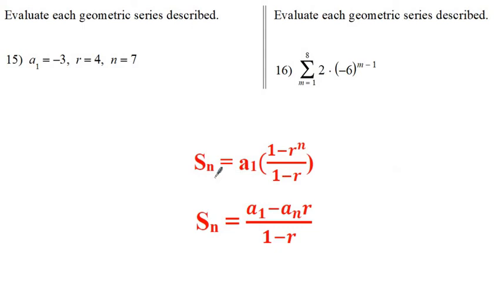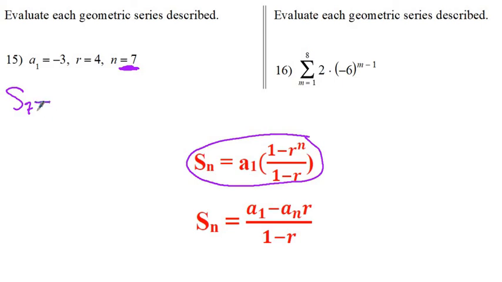All right, number 15, we have to evaluate a series, and here's our formulas for series. We can use either one. So if you look at number 15, they're giving us a sub 1, they're giving us r, they're giving us n, so this one right here would be the easiest formula to use. So let's type this in. So S sub 7, because n is the number of terms, there are 7 terms in this series, is equal to our first term, negative 3.